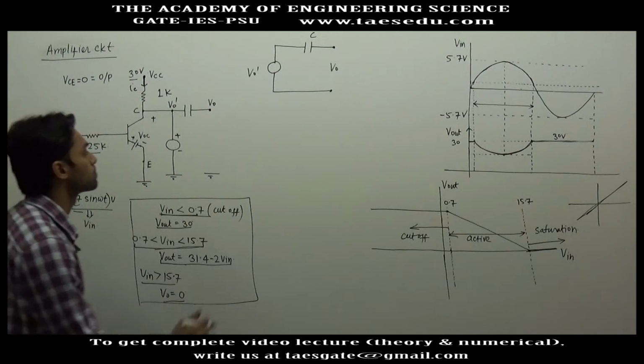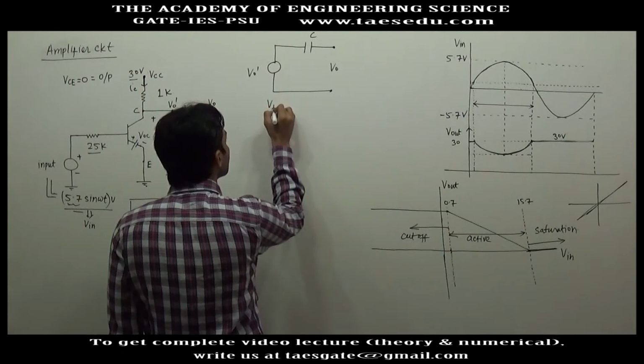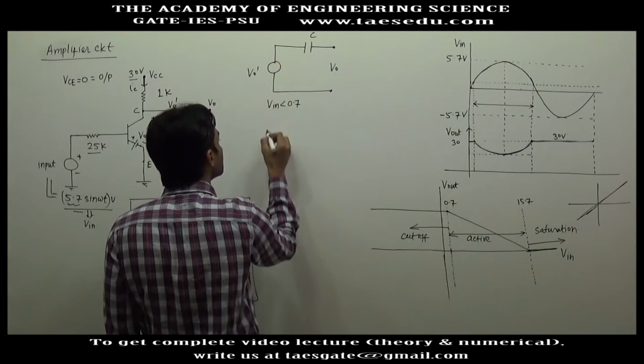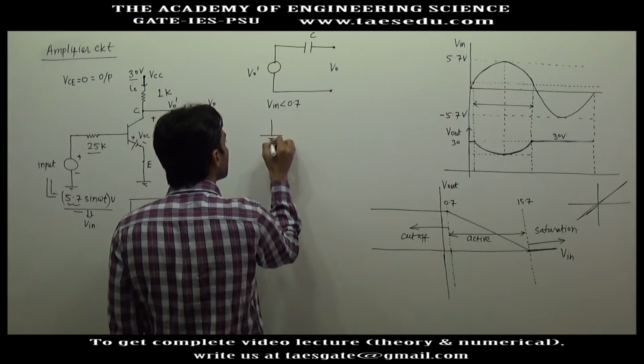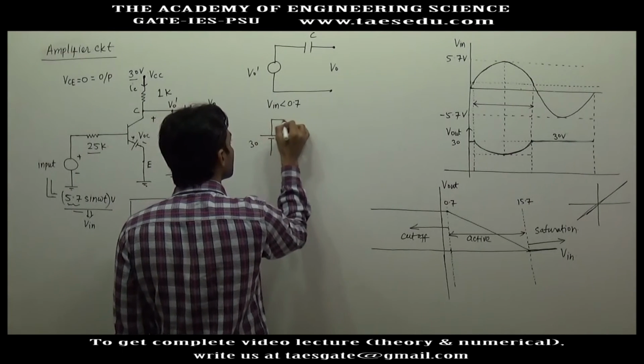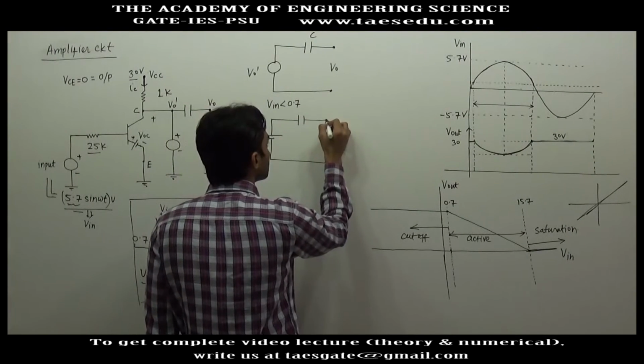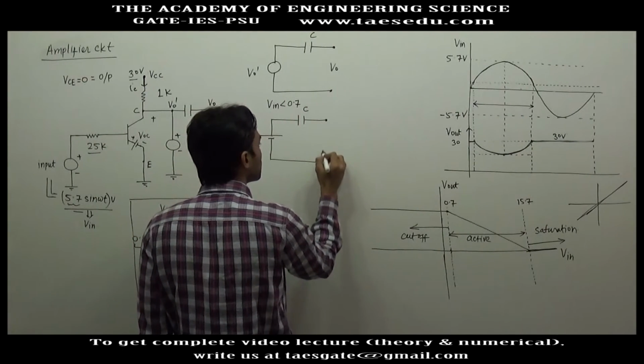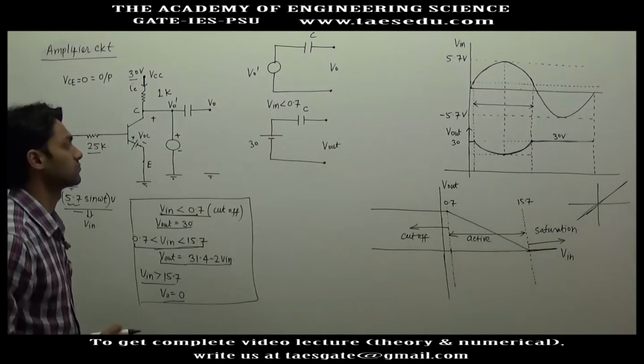It means when V input is less than 0.7 volt, it acts as a DC source. Here the voltage is constant at 30 volt. So if you have a DC voltage and if you have a capacitor here, what will be the output voltage?